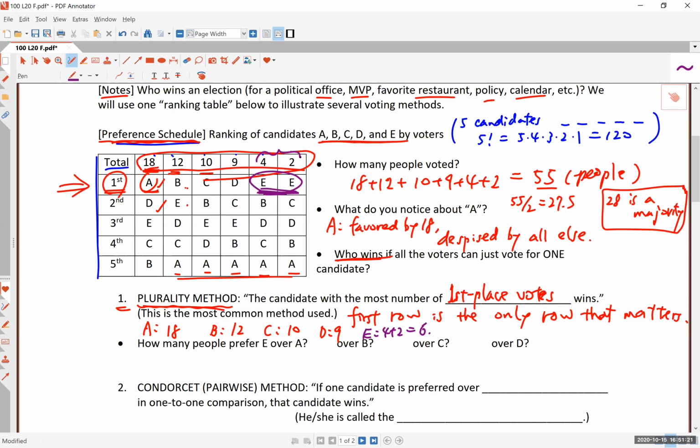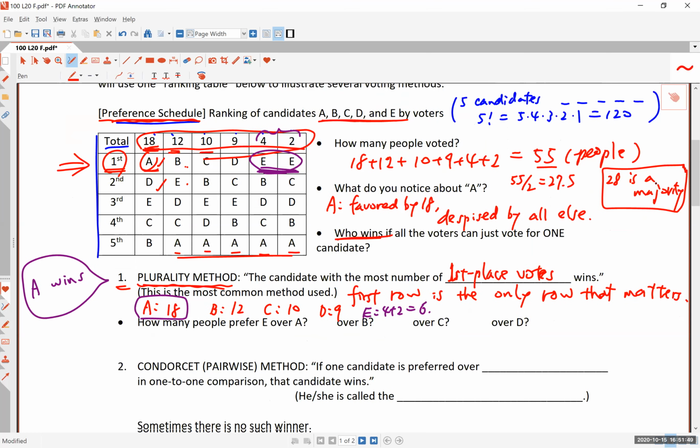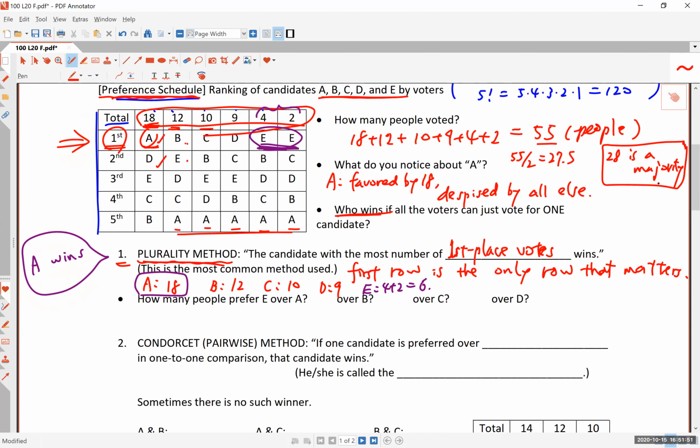And guess what? A has 18, and this is the largest number of first place votes. And under the plurality method, A wins. Let's keep track of this, right? So here's the little bubble. A wins under the plurality method, even though A is despised by everybody else except for those 18 people. Under the plurality method, A is going to be the clear winner of this election. No problem here, right? All right, so now I'm going to ask you the second question.